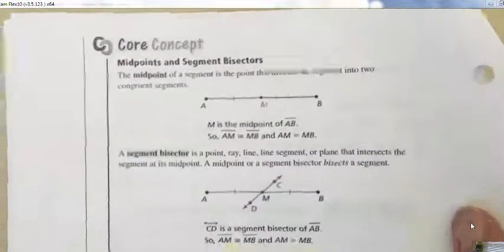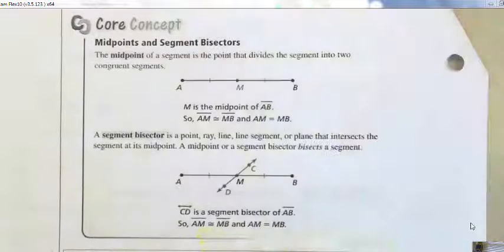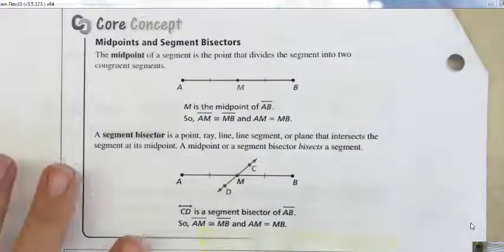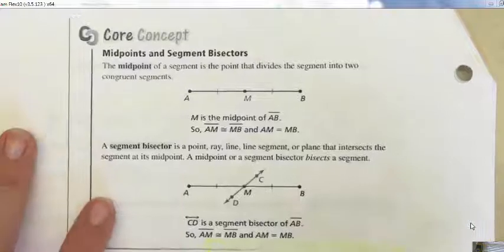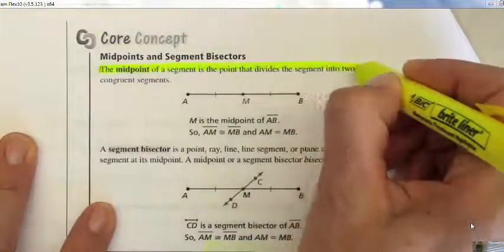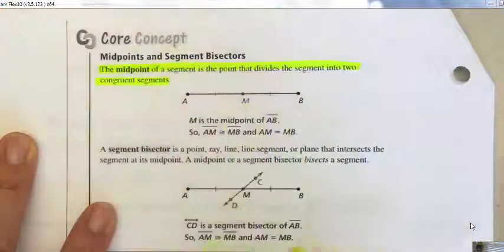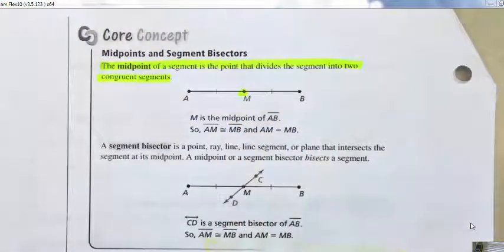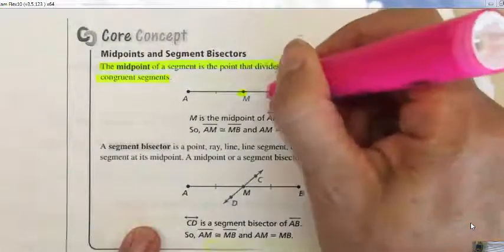All right, let's talk about midpoints and segment bisectors. The midpoint of a segment is the point that divides the segment into two congruent segments. So I'm going to highlight that. And there's our midpoint right there. It's in the middle. And I know it's in the middle because I have these tick marks.